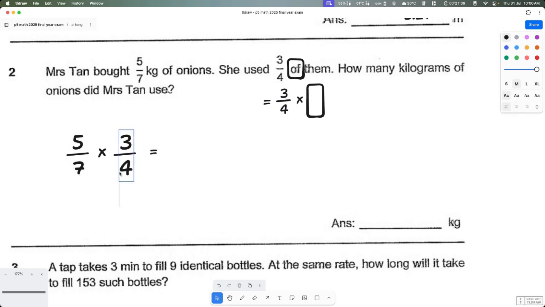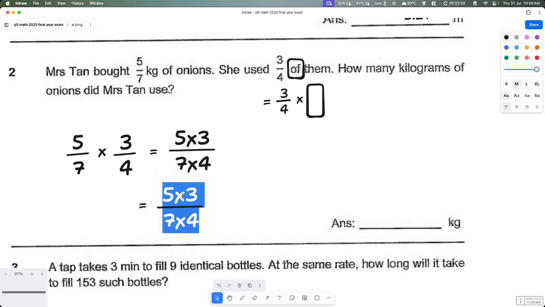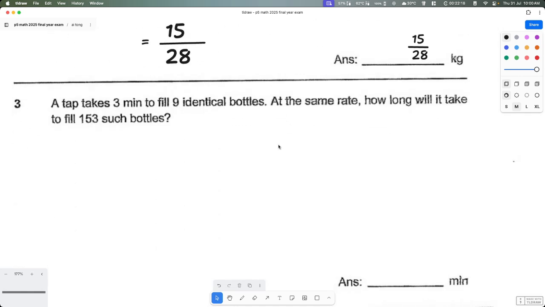So I'm going to duplicate this. You have 5 times 3 over 7 times 4. What's 5 times 3? It equals 15, and 7 times 4 is 28, and that's the answer. 15 out of 28 kg. So always read the question properly, otherwise you make a careless mistake. All right, let's move on to the next question.